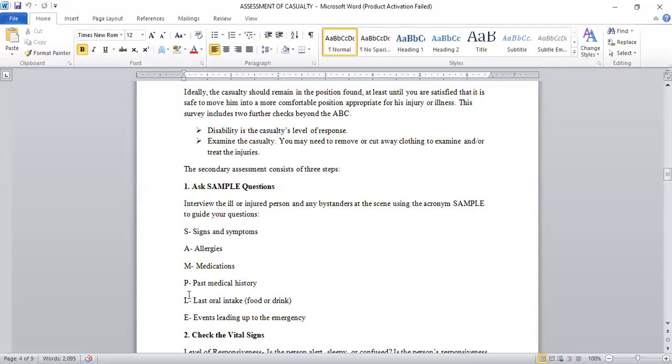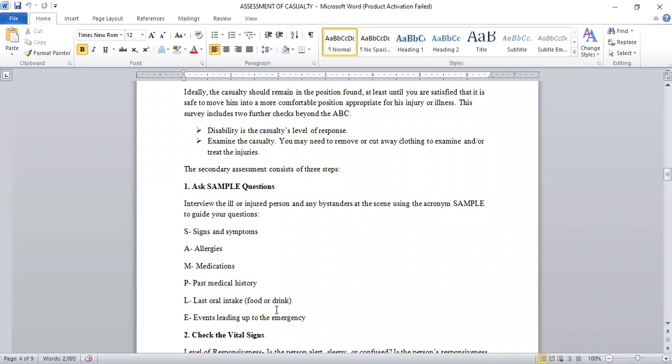Then P is for past medical history. Whether they are suffering from any conditions, or whether they have been on any medication. You need to understand literally the medical history of a casualty. Then the last oral intake, food or drink, what they took last. Because you may find a case whereby a person is in a certain condition because they have not eaten, because they are hungry. So in that case, maybe food can be the solution, or sugar.